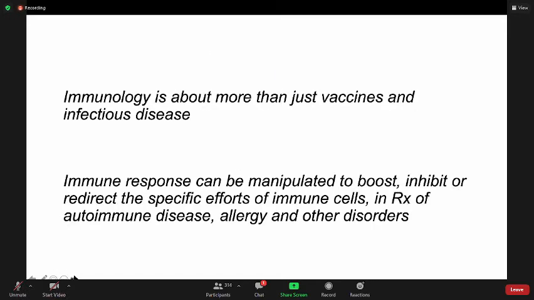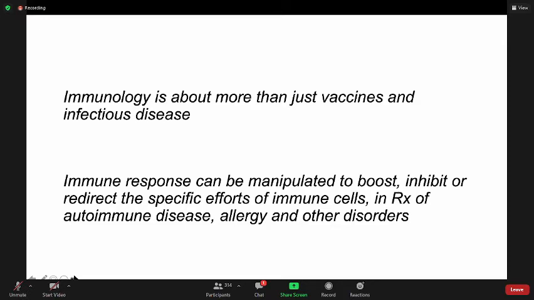So the science of immunology came into play when people were trying to really describe or define protection from infectious disease. But immunology is about more than just vaccines and infectious disease.